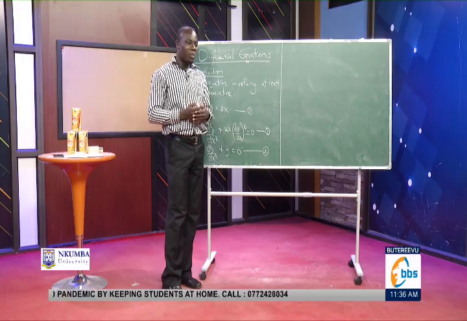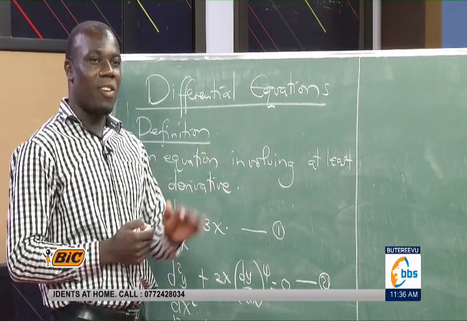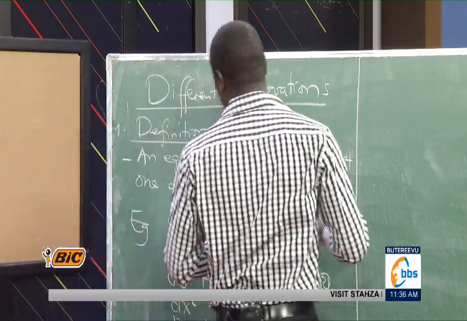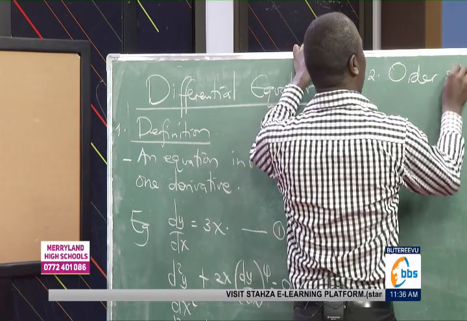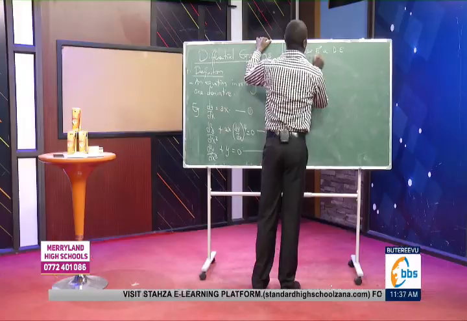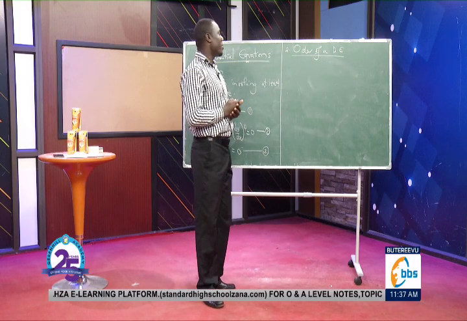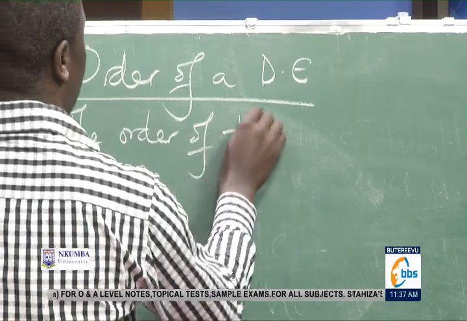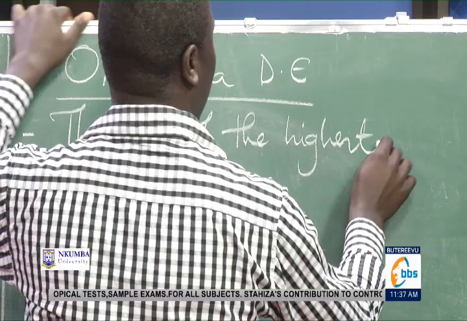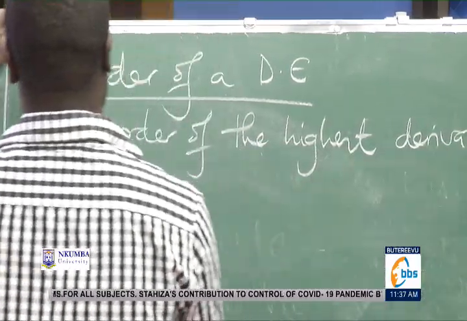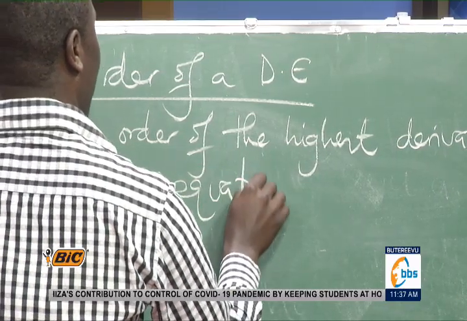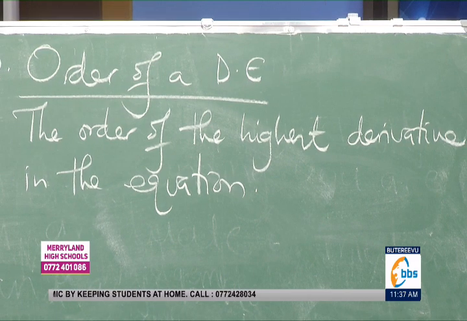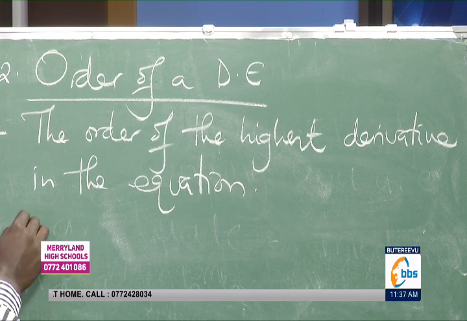There are very many types of differential equations. There are those which are ordinary, then there are those which are partial. At our level, we talk mostly about the ordinary differential equations. What you need to know is the order of a differential equation. Again, the moment you see dE, I'll be implying differential equation. So the order of the dE is simply the order of the highest derivative or the highest differential coefficient in the equation. If I want to know the order, all I need to do is look for the highest differential coefficient in the differential equation, and that will be the order of the differential equation.